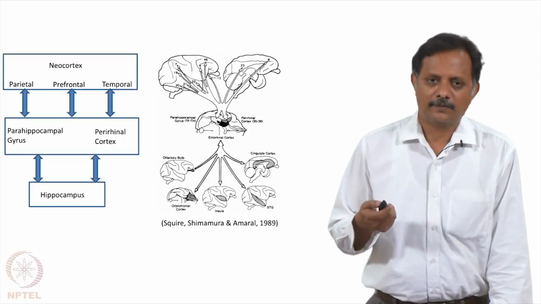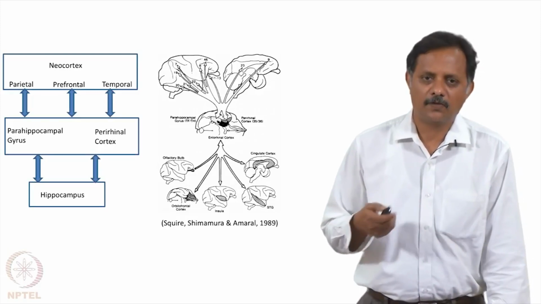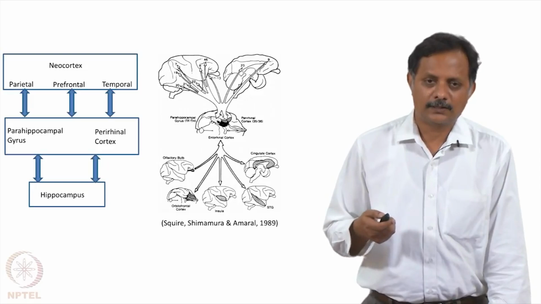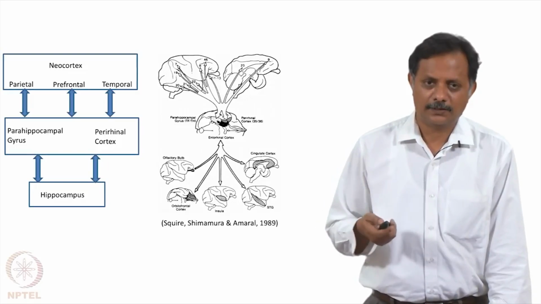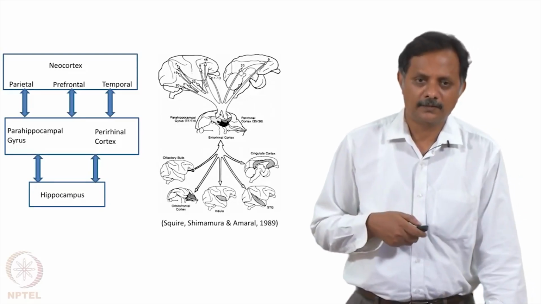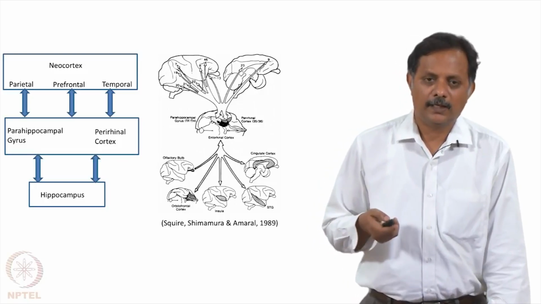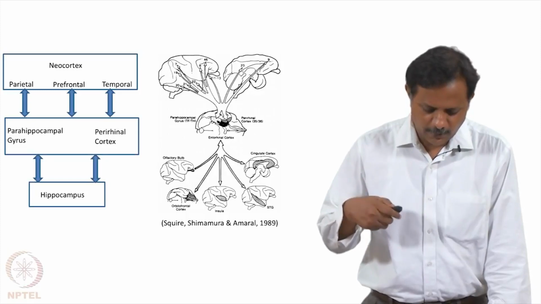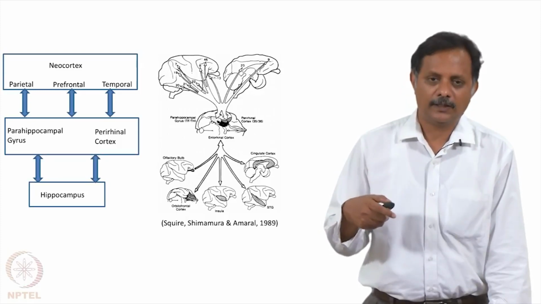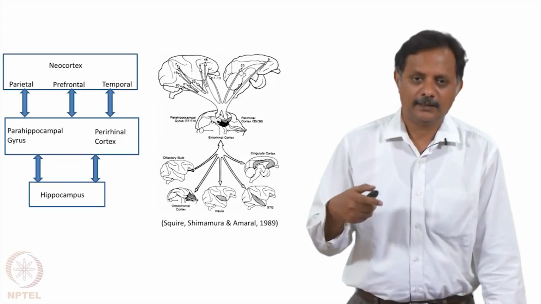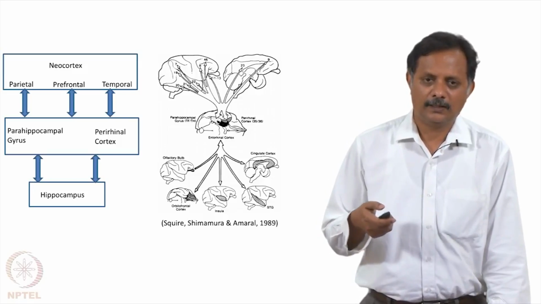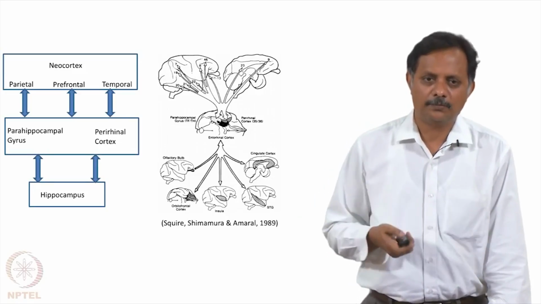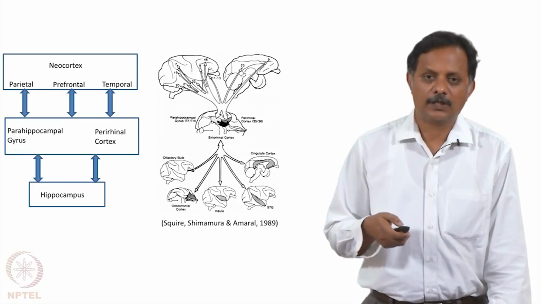In the neocortex you have three major regions, parietal, prefrontal and temporal, and all these three regions send feed forward and feedback connections to the parahippocampal gyrus and perirhinal cortex, and these two regions in turn send projections to the entorhinal cortex, which is not shown in this picture. Then the entorhinal cortex, which is considered the gateway to the hippocampus, sends projections deeper into the hippocampus and to various hippocampal fields.